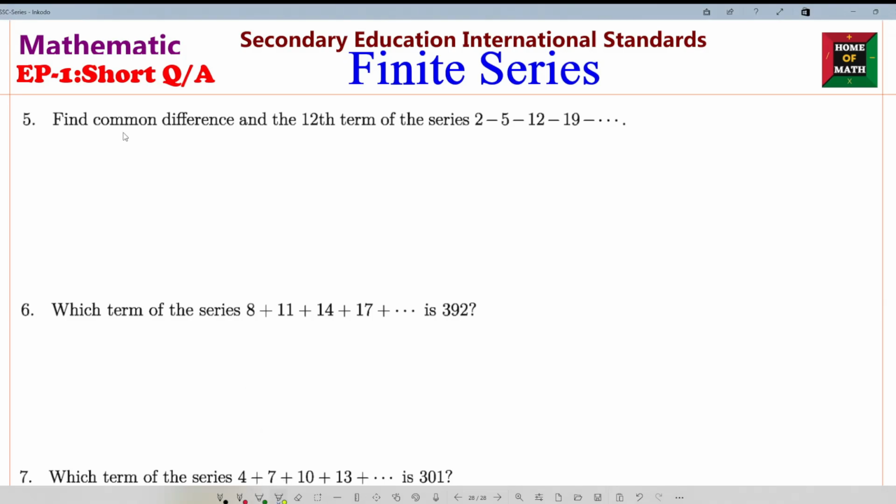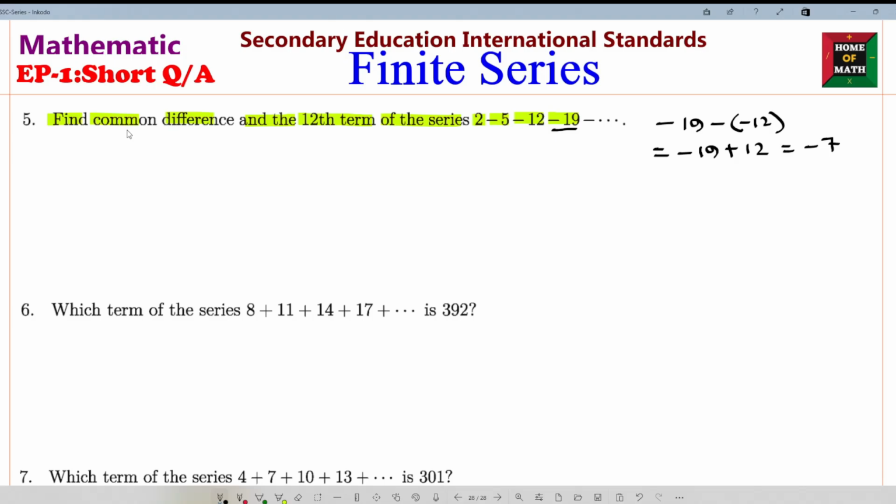Number 5. Find common difference and the 12th term of the series. The series is 2, minus 5, minus 12, minus 19. So what is the common difference? Here is minus 19. We can write here minus 19. Then difference is minus, and here is minus 12. So we can write minus 19 minus minus 12, equals to what? Minus 7. And minus 7 is the common difference.